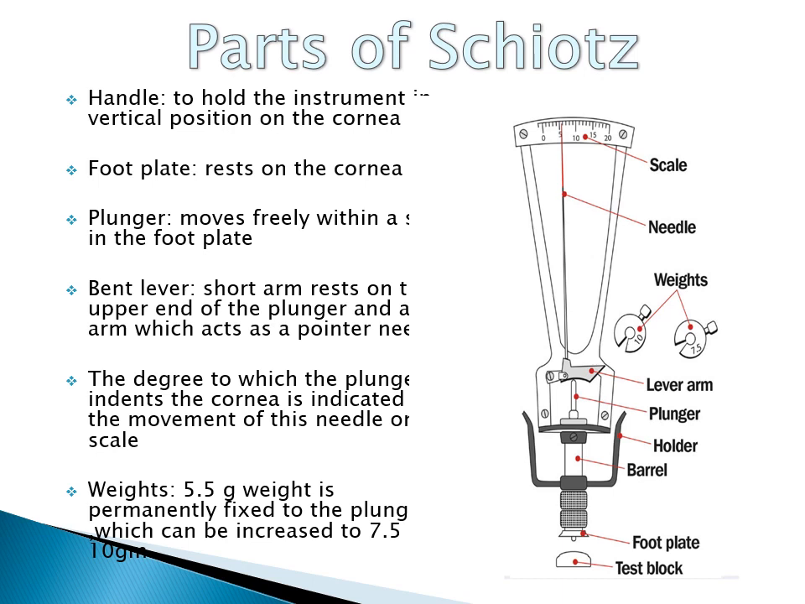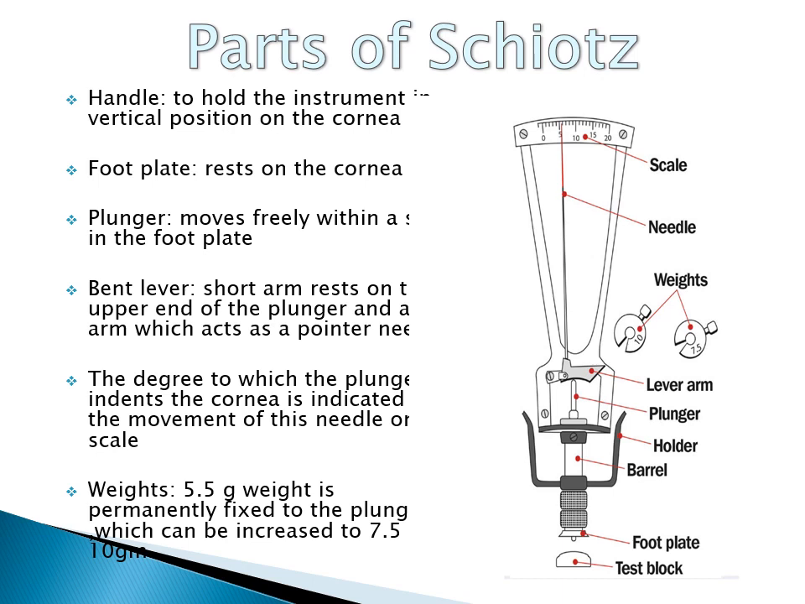Parts of the Schiotz tonometer. Handle, it is used to hold the instrument in the vertical position on the cornea. Footplate, it rests on the cornea. Plunger, it moves freely within the footplate. And bent lever, it has two arms, short arm and long arm. The short arm rests on the upper end of the plunger and the long arm acts as a pointer. The degree to which the plunger indents the cornea is indicated by the movement of this needle.